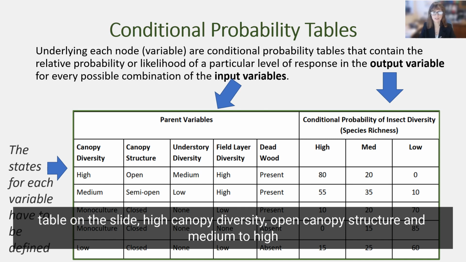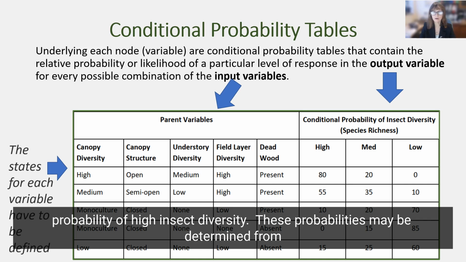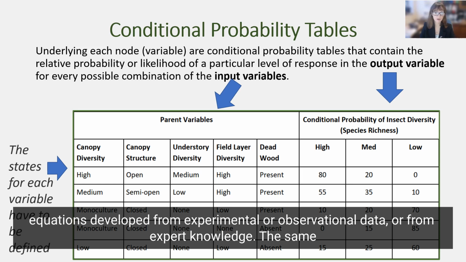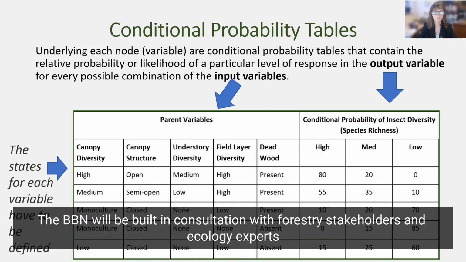So in the table on the slide, high canopy diversity, open canopy structure, and medium to high understory and field layer diversity in the presence of deadwood together may result in a high probability of high insect diversity. These probabilities may be determined from equations developed from experimental or observational data or from expert knowledge. The same applies to all other probability tables that underlie the various nodes.